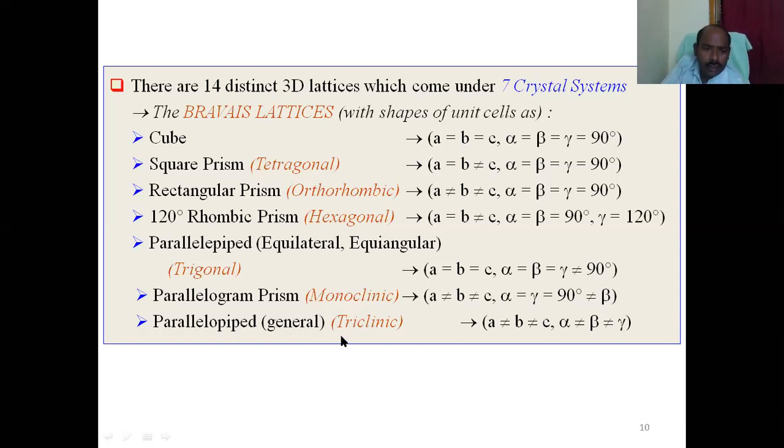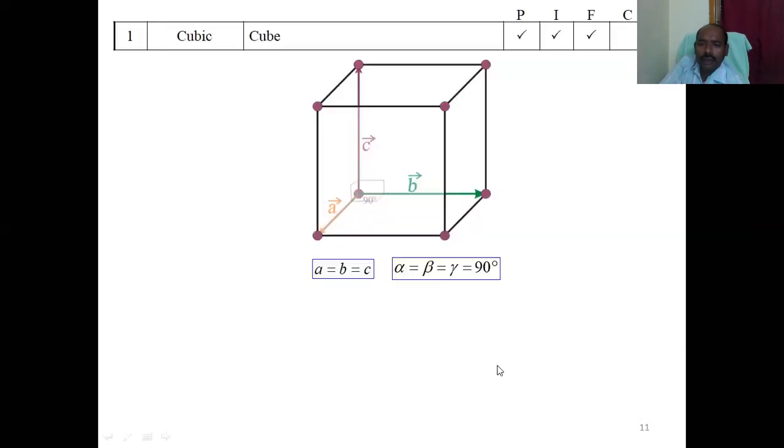And the seventh one is triclinic. It is general. It is analogous to a parallelogram in 2D, and in 3D it is called a parallelepiped, a general lattice. Where we called it an oblique lattice, here we are calling it triclinic. Sides are not equal, angles are not equal. If we see the geometrical shapes, they are as shown in the figure.